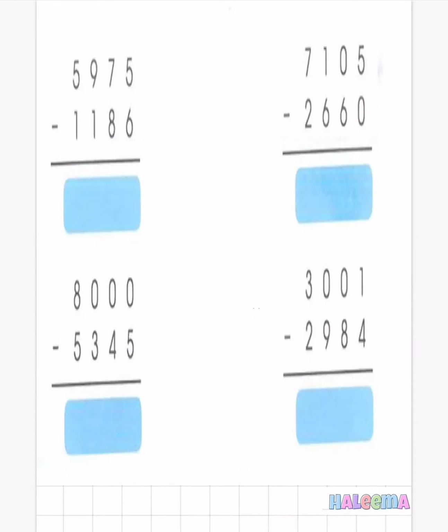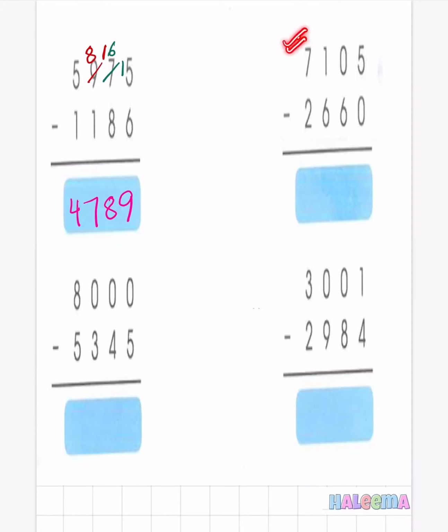Let's have a look at these questions. Starting from the ones place, 5 minus 6 is not possible because 5 is a smaller number. Let's move on to number 7. 7 will become 6 and 5 will become 15. So 15 minus 6 is 9. 6 minus 8 is not possible. We're going to borrow it from 9. 9 will become 8. And 6 will become 16. So 16 minus 8 is 8. 8 minus 1 is 7. And 5 minus 1 is 4.